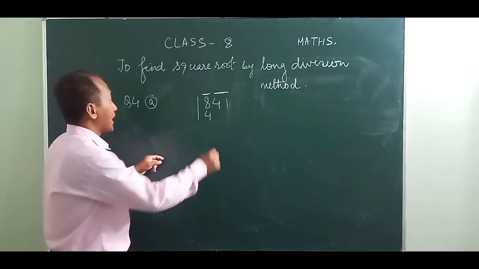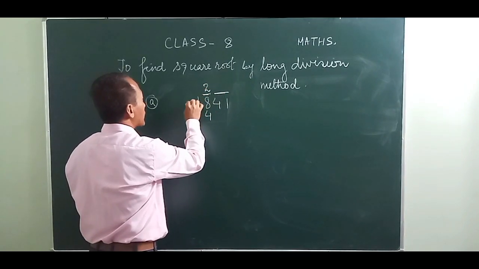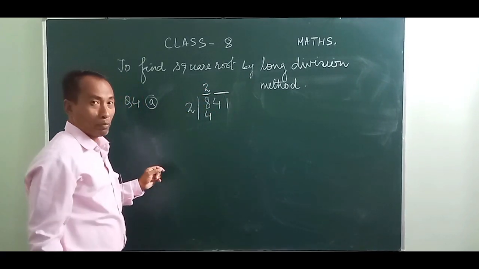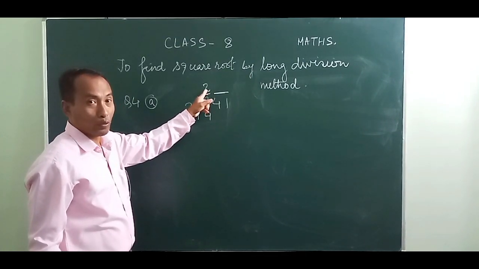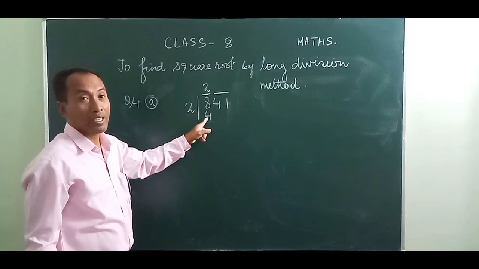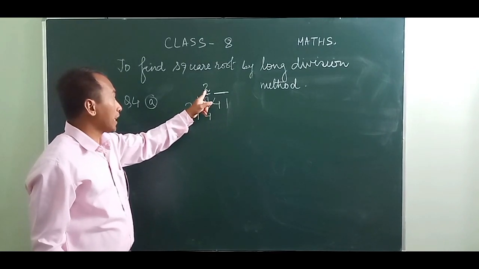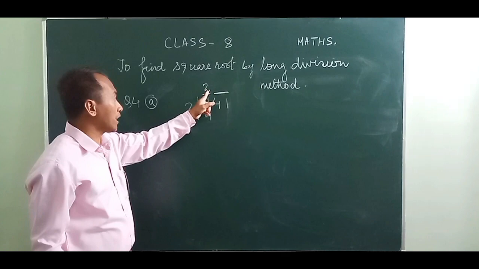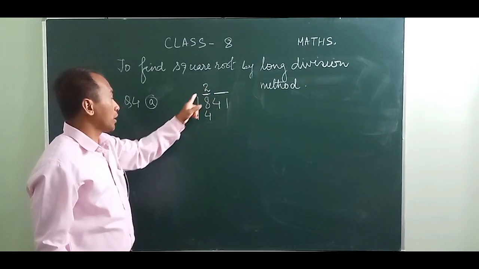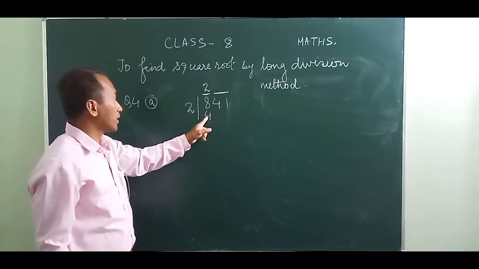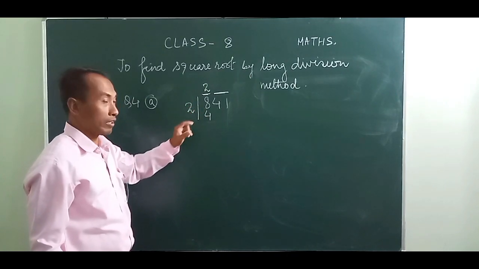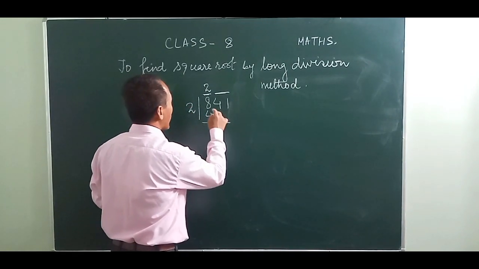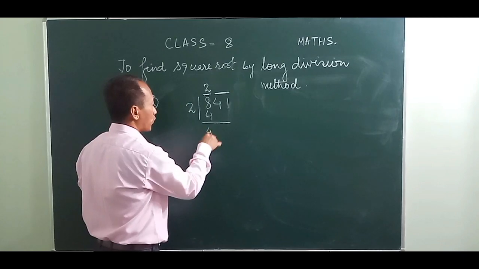So we will do it with 2. 2 2s are 4. We cannot do 2 3s are 6 or 2 4s are 8, because it is a square root method. We will have to take the same number. If you take 2 here, you will have to take 2 here. If you take 3 here, you will have to take 3 here. 3 3s are 9, we cannot do it because 9 is greater than 8. So 2 2s are 4. Now subtract it, 8 minus 4, 4.